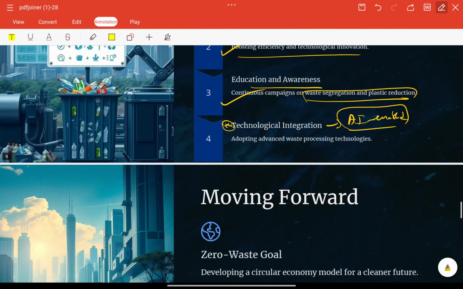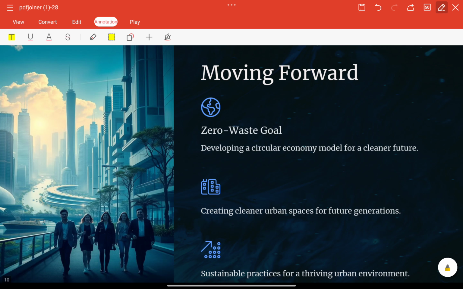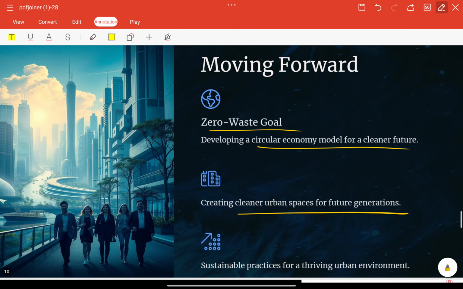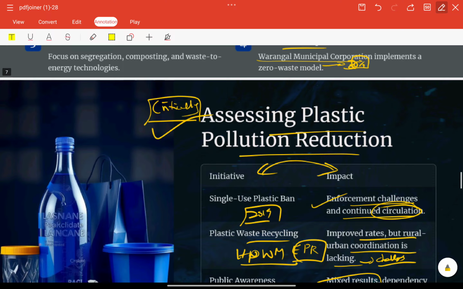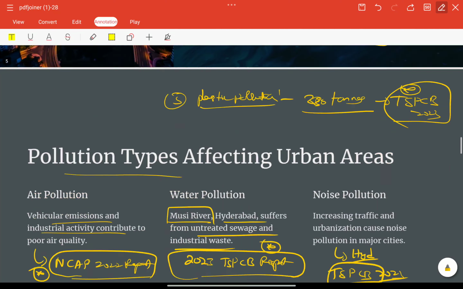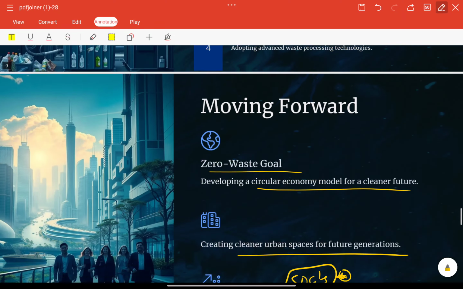So finally we can conclude with some important targets. We have the zero waste goal, developing a circular economy model for a cleaner future. Looking ahead, Telangana should aim to develop a zero waste circular economy model, ensuring cleaner urban spaces for future generations, right? Sustainable practices for a thriving urban environment. Here we can connect our SDGs, right? So this is the particular structure of this approach and the particular keywords, according to the demand of the question, right?